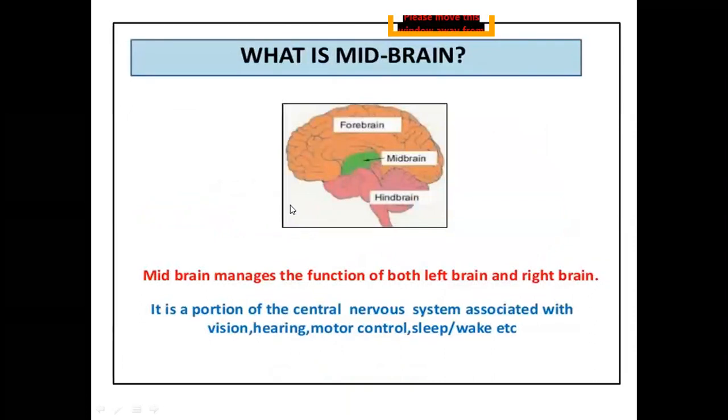Now the midbrain is the part of the brain which links the forebrain with the hindbrain, and it manages the function of both the left brain and the right brain. It is associated with vision, hearing, motor control, sleep and wake, and arousal. All these phenomena are associated with the midbrain. It also helps in the fine tuning of muscles.